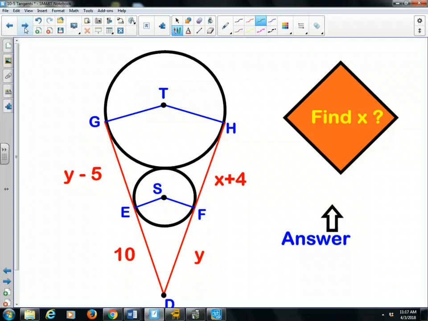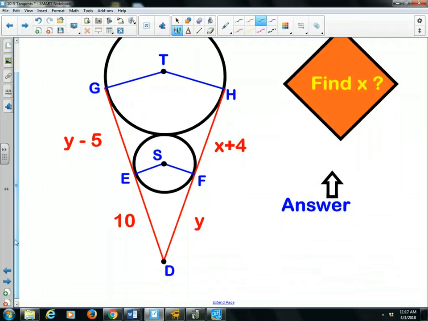Okay, if we're looking at this one, this is our second property that we talked about in this lesson, where if two segments are tangent and share a common endpoint, then those two segments are congruent. So we see that ED is tangent and FD is tangent. They share a common endpoint, and that common endpoint is D. Just knowing that, we know y equals 10. Our instructions are to find x.